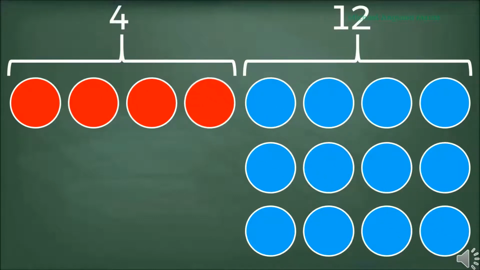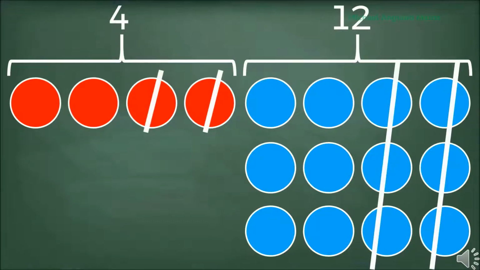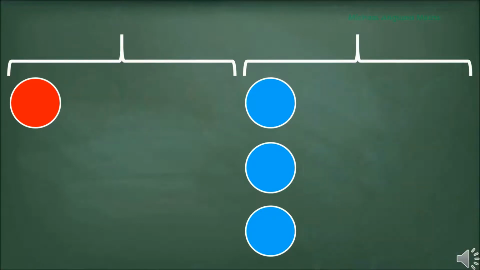So we can cross out the previous 3 columns of blue and the previous 3 red. So we have just 1 red to 3 blue. So our ratio becomes 1 to 3. So that's what we finished with, 1 to 3, as we see.